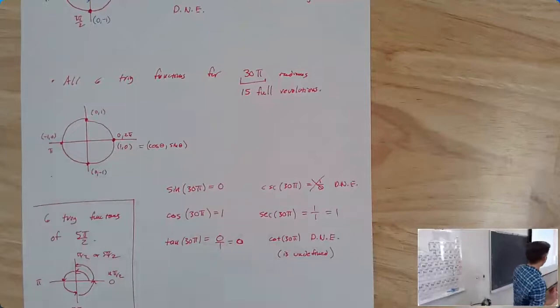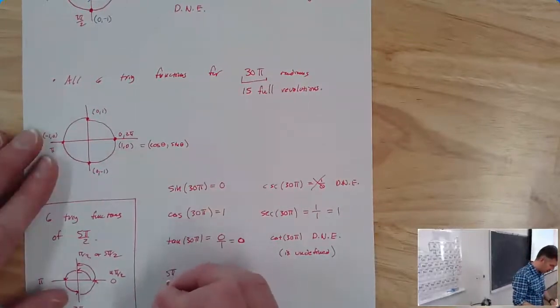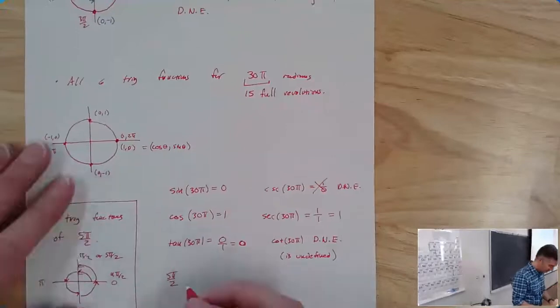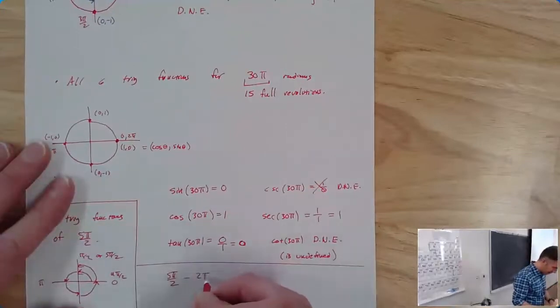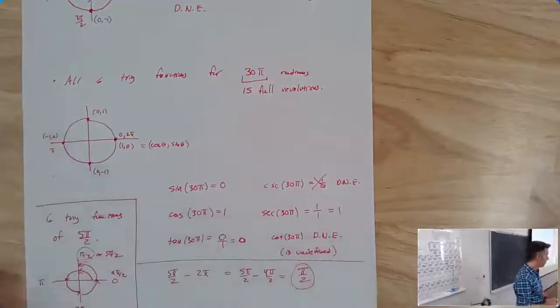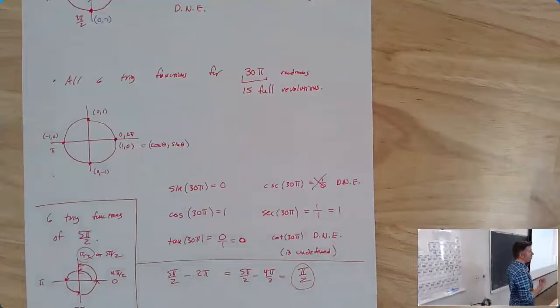One way you could think about that, if you don't like doing what I just did, is to take your 5 pi over 2 and start subtracting off multiples of 2 pi, because 2 pi is one full revolution. I subtract off 2 pi, that's 5 pi over 2 minus 4 pi over 2, which is 1 pi over 2, which gets me back to there. So 5 pi over 2 and 1 pi over 2 end at the same spot; they're coterminal.